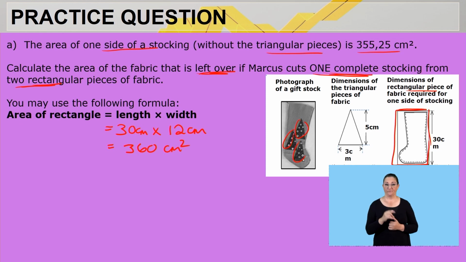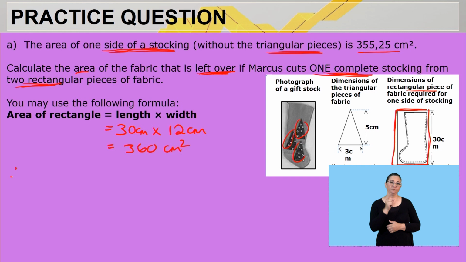So what are we saying? We are saying the area of one side of the stocking, that is without a triangular piece, is 355.25 square centimeters. That is the area of the stocking. But now the area of the rectangular piece that he uses is 360 square centimeters. So we need to calculate the area of the fabric that is left over if Marcus cuts one complete stocking from 2 rectangular pieces of fabric.